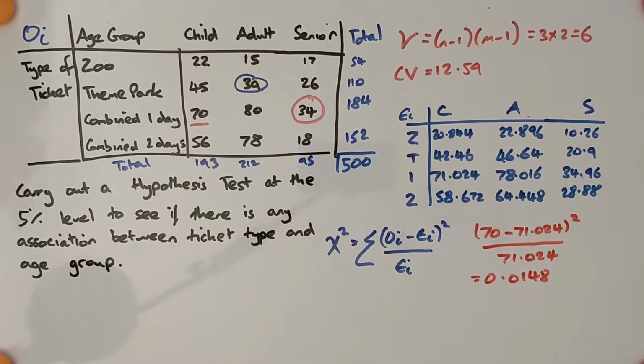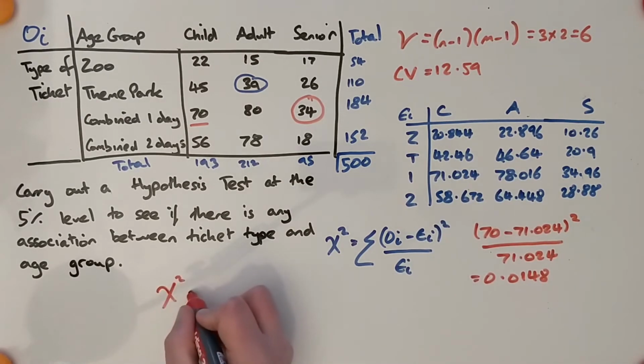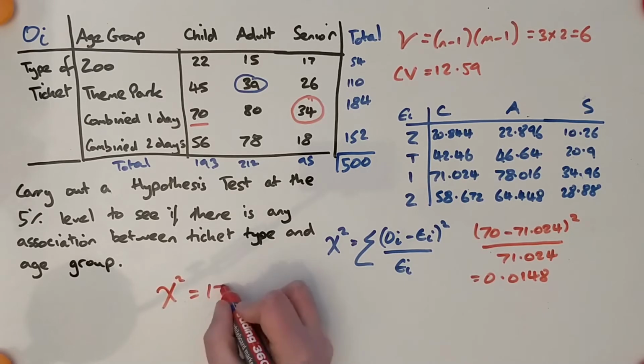Okay, so yes, it is a bit time consuming, but these are high mark questions. You're given plenty of time to do them. So if we add up all these chi-square values like this, we get a final chi-squared value equal to 17.02.